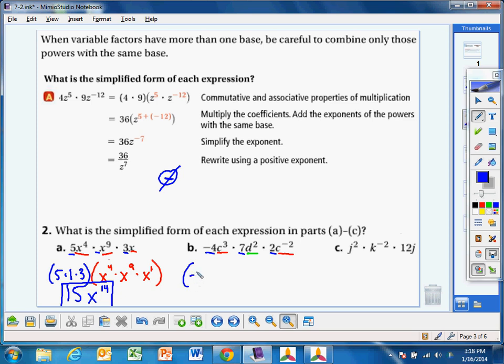So we're going to go -4 times 7 times 2. We're going to do the c cubed times the c to the -2, and then that little old d squared all by itself. So -56, c to the 1. Remember, we can write c d squared. Pause. Solve that one.